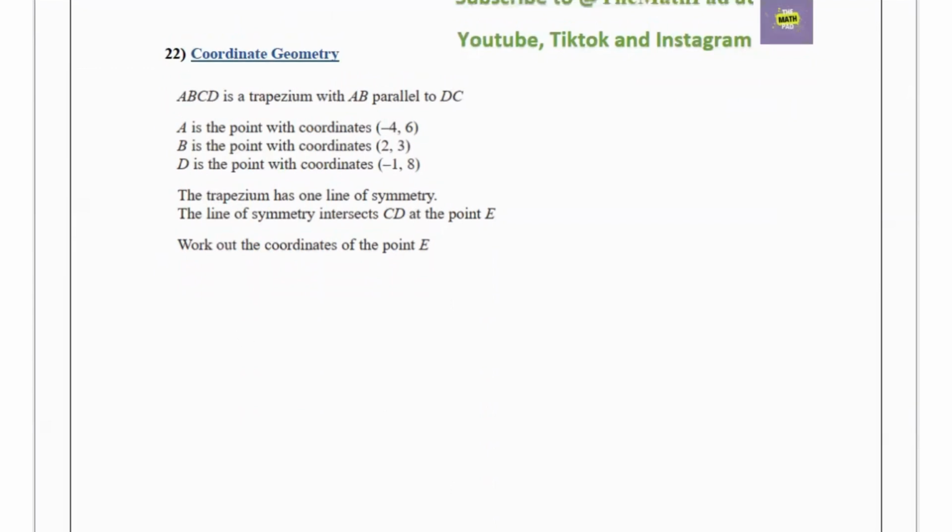So as the question states that the trapezium has one line of symmetry, if we draw a rough sketch of the trapezium, this is A, this is B, this is C, this is D. This is our line of symmetry. So if this is the line of symmetry, that means it's passing through the midpoint of AB and DC. So let's call this M, and the midpoint of CD is given as E.